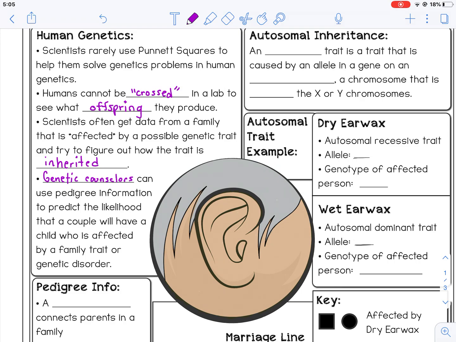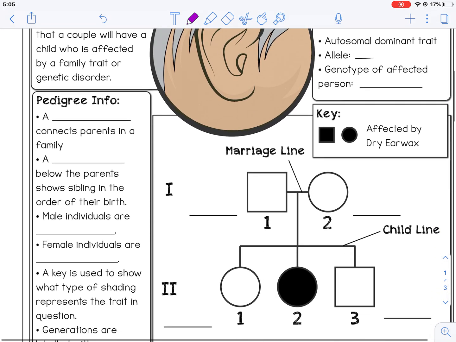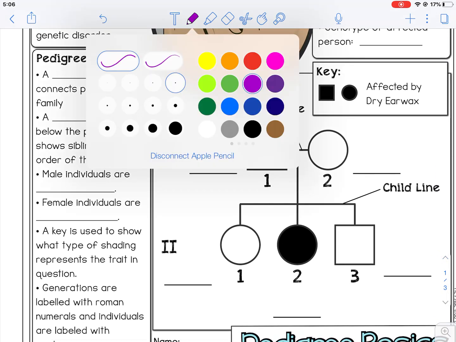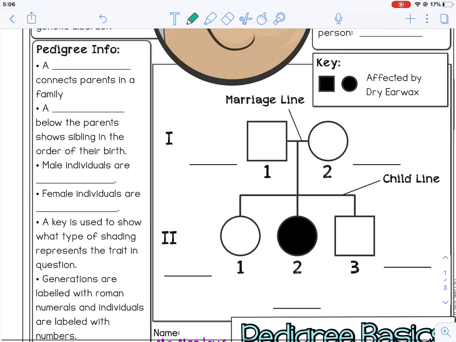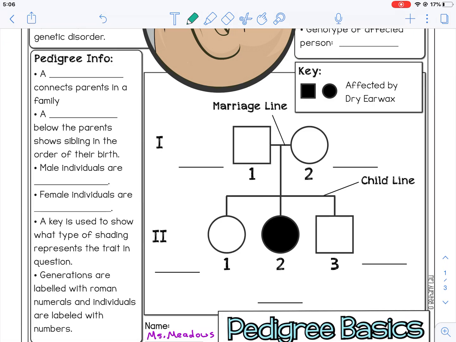Or if a family has some possible genetic trait that's affecting them and they don't know how it's being passed from one generation to the next. They don't know if it's X-linked, or they don't know if it's dominant or if it's recessive. Then they might go to a genetic counselor to try to figure out the answers to those questions. So what is a pedigree? Pedigree is this chart that you see over to the right.